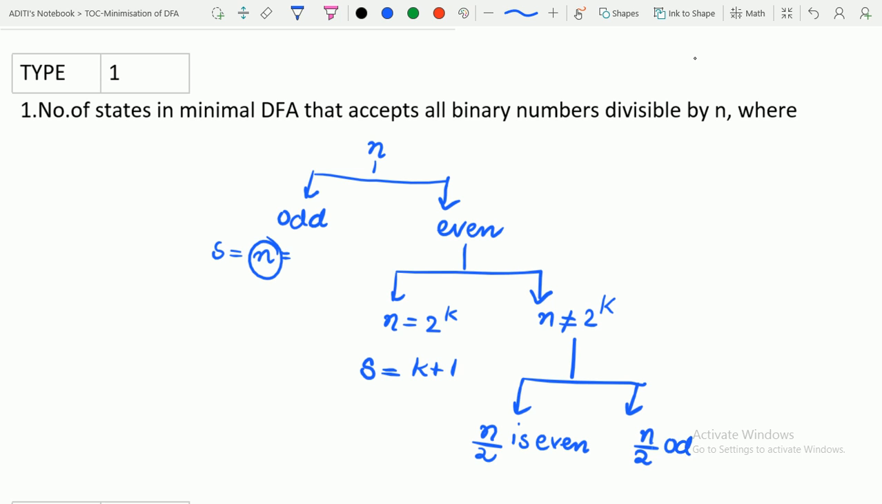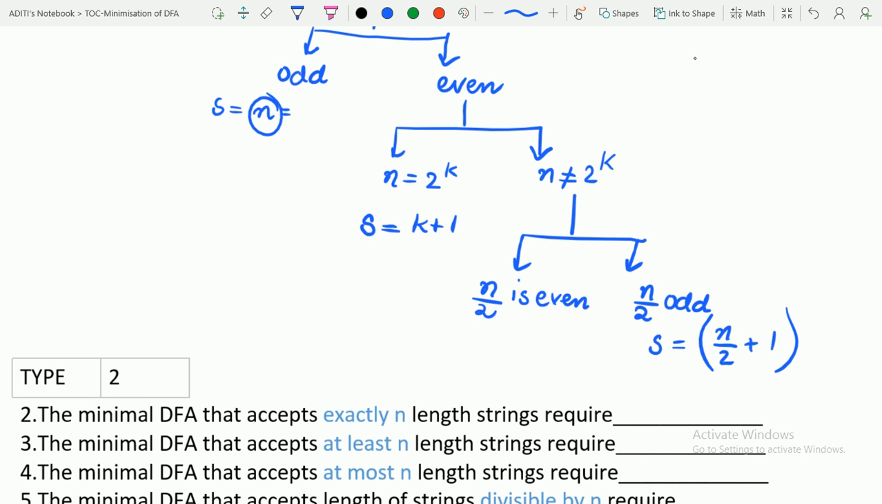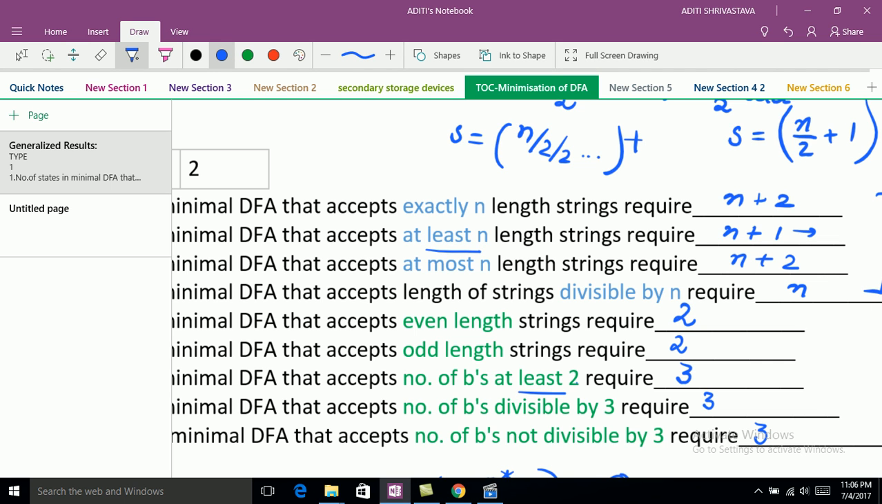If n by 2 is odd, then it's very easy. We can simply say that the number of states will be equal to n by 2 plus 1. And if n by 2 is even, then we have to consider something. We have to divide it by 2 until we get an odd value, and then k will be added to get the minimal DFA.